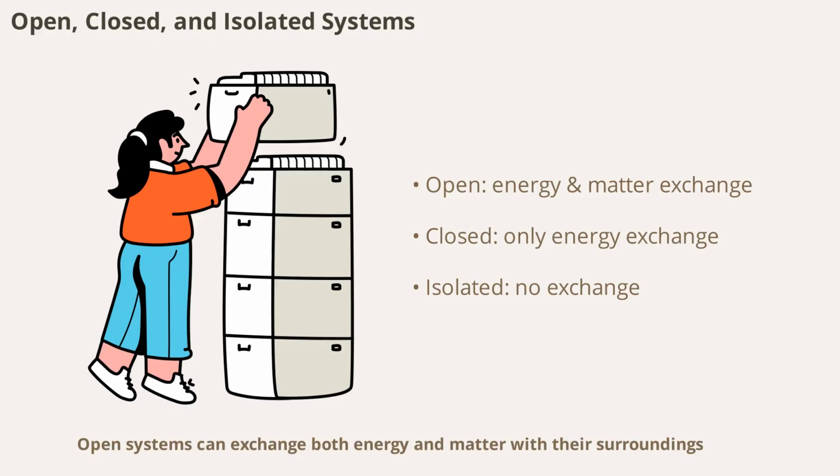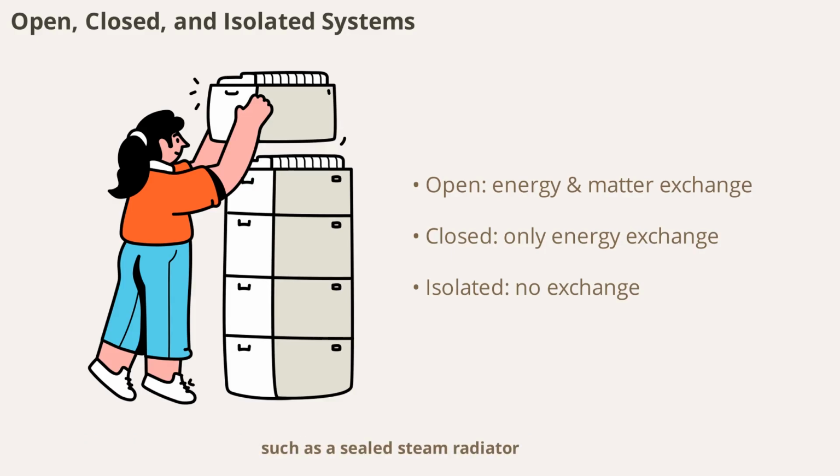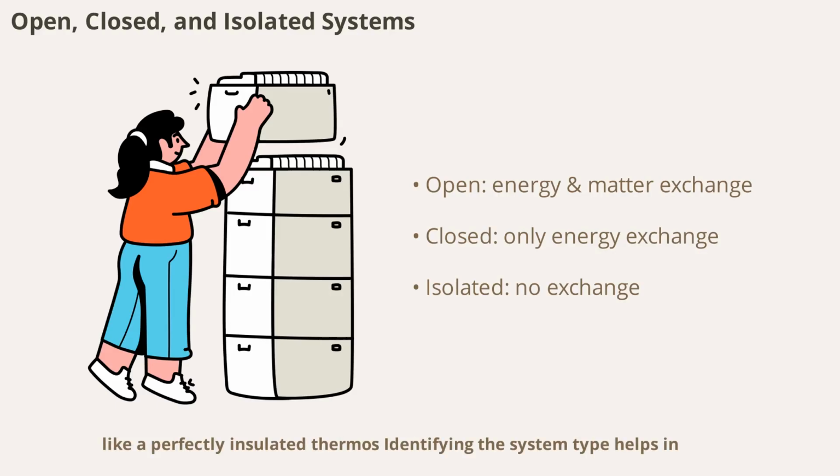Open systems can exchange both energy and matter with their surroundings, like a boiling pot of water. Closed systems exchange only energy, not matter, such as a sealed steam radiator. Isolated systems exchange neither energy nor matter, like a perfectly insulated thermos. Identifying the system type helps in applying the correct thermodynamic laws and equations.